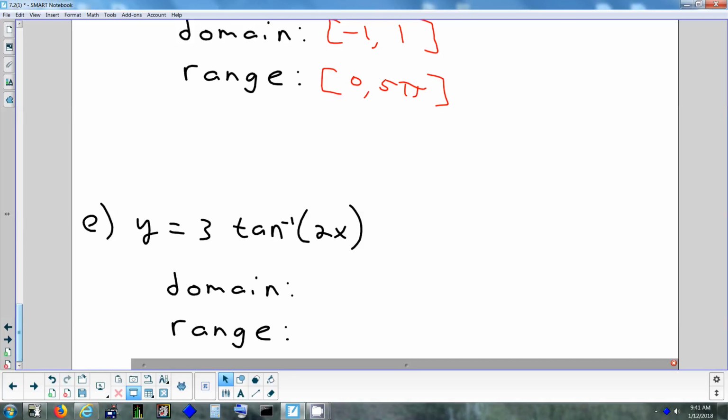So anytime you see a problem with inverse tangent, you can always write that for the domain. But the range we have to think about. What's the range for inverse tangent?